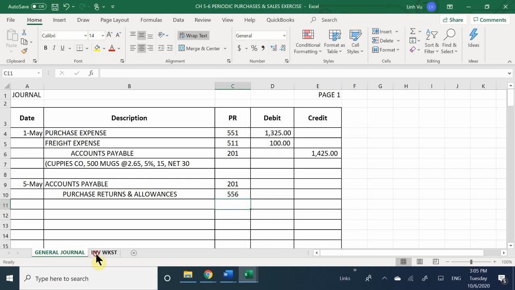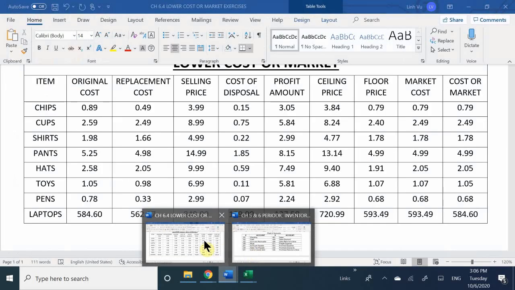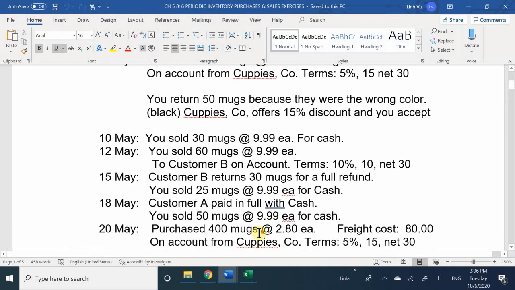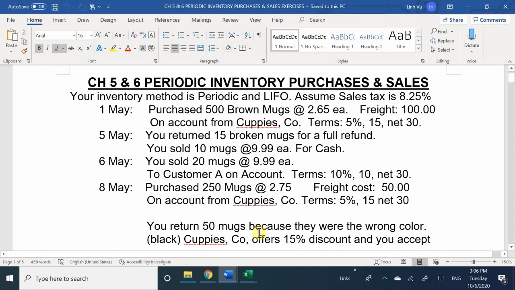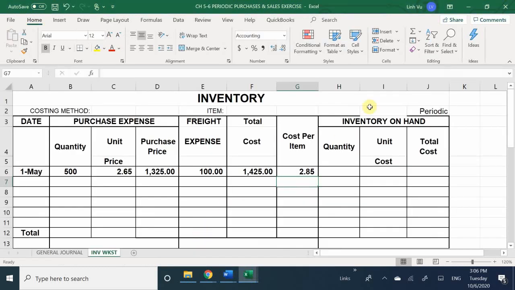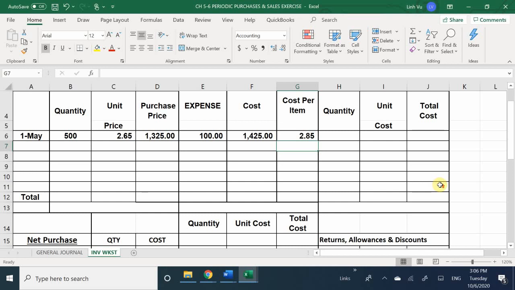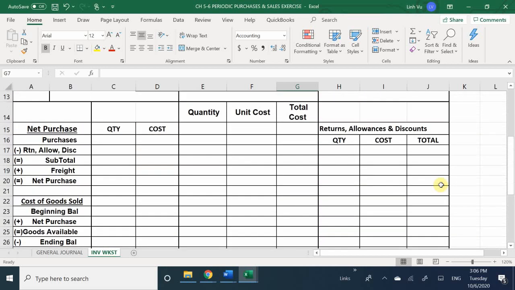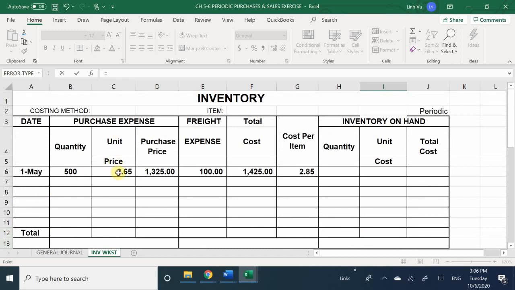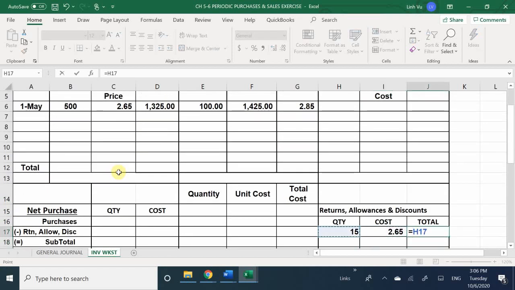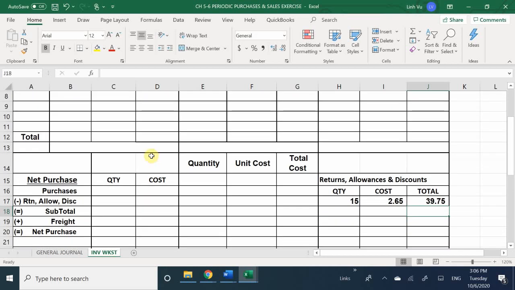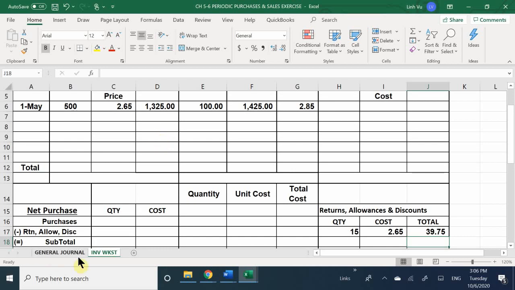All right. So, how many items did I actually return? We returned a total of 15 broken mugs for a full refund. Perfect. So, I'm going to go to my inventory worksheet. Down here in the corner, where it says returns, allowances, and discounts. Am I completely returning all of them? Nope, we're going to put quantity as 15. And then we're going to include the cost, which is before the tax, of $2.65 each. We multiply those two together, which gives us a total of $39.75. $39.75 is going to be our refund.